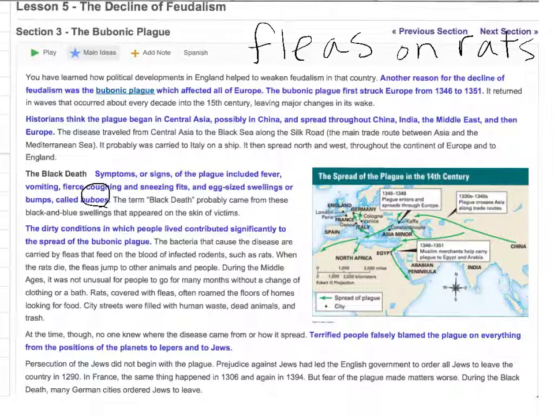At the time, though, no one knew where this disease came from, and when people get scared, they start blaming anything. So they blamed it on the position of the planets and the stars, on lepers and Jews. They blamed it on religion. And this isn't the first time that Jews were publicly persecuted or had prejudice against them. It led the English government in the past to order all Jews to leave the country in 1290. So lots of times the Jews were the scapegoat, but this is just another example where they are blamed for something that's happening.